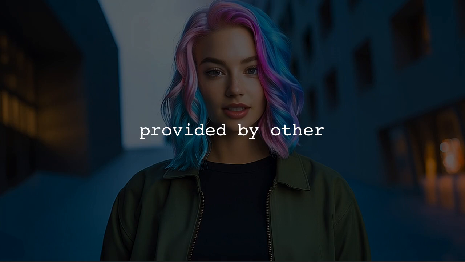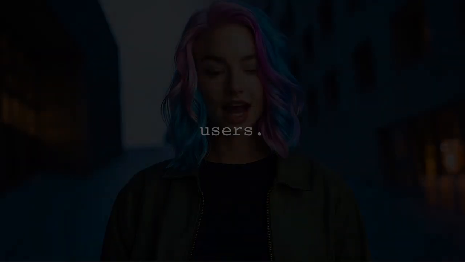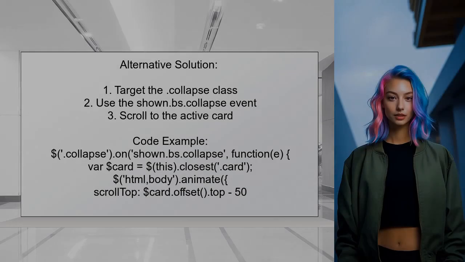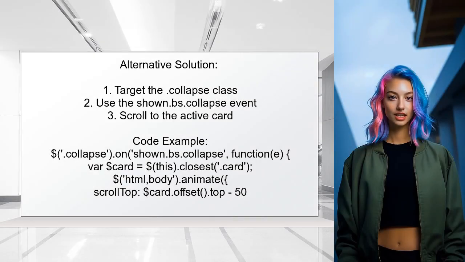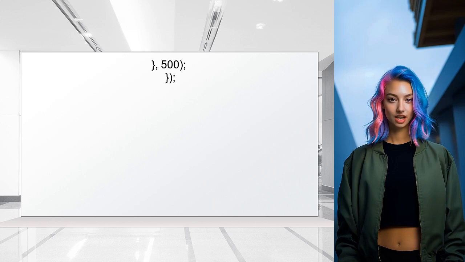Now, let's look at the answers provided by other users. An alternative solution was provided by another user. They adjusted the original code to target the collapsed content instead of the card header. Their working solution uses the collapse event to scroll to the active card when it is shown.